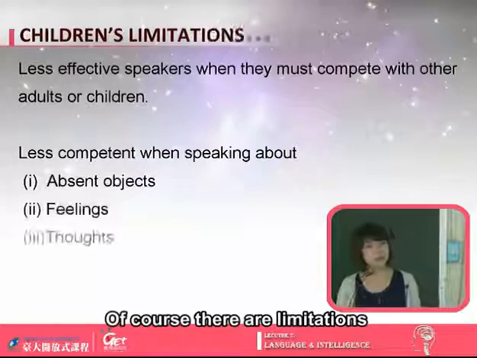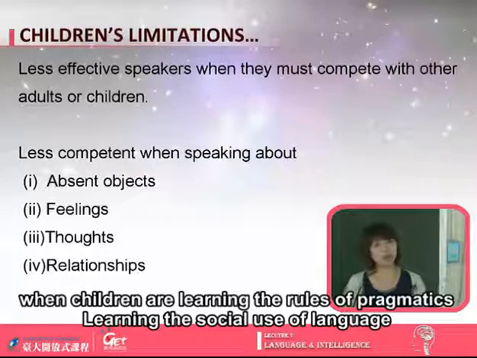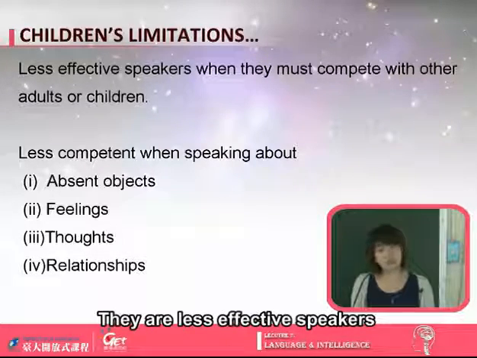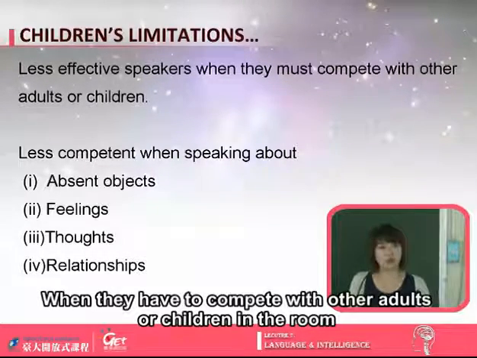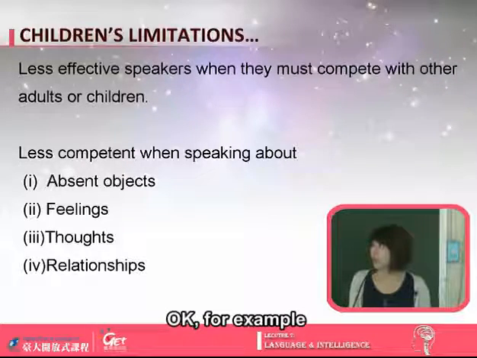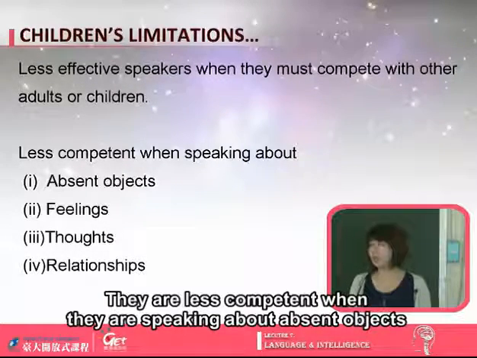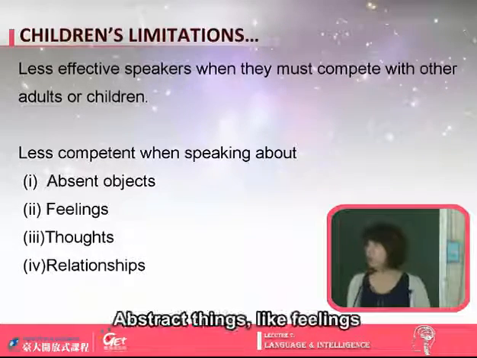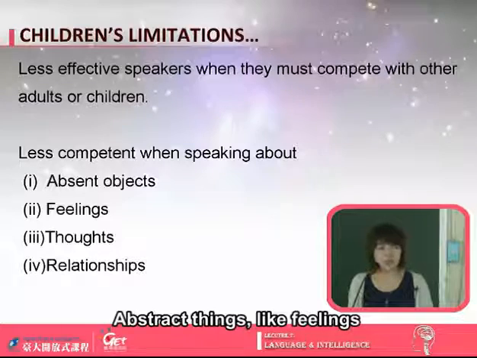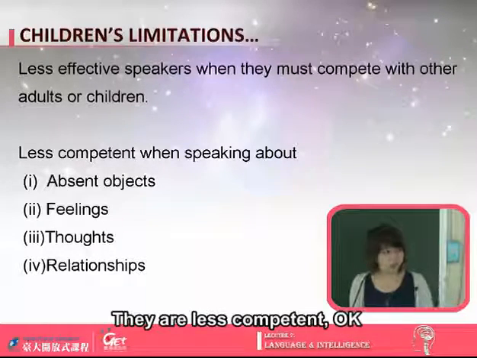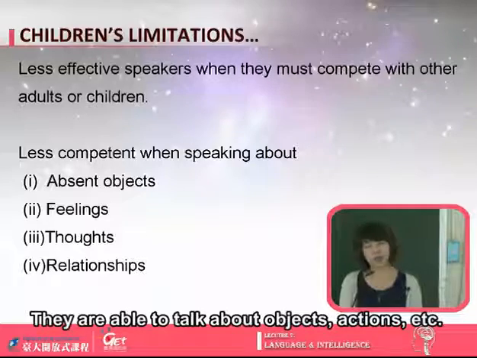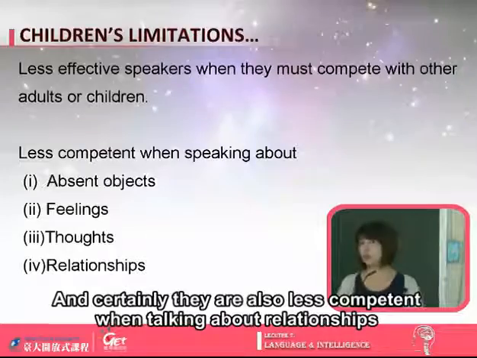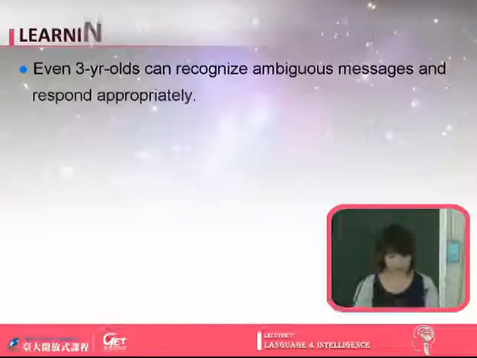Of course, there are limitations when children are learning the rules of pragmatics, learning the social use of language. They are less effective speakers when they have to compete with other adults or children in the room, okay, for example. They are less competent when they are speaking about absent objects, okay, when they're talking about things that are not in the room, abstract things like feelings. When they have to talk about their thoughts, they are less competent. Okay, they're able to talk about objects, actions, etc. more easily. And certainly, they're also less competent when talking about relationships.